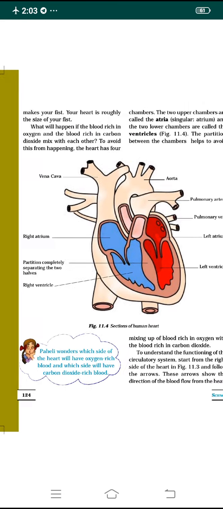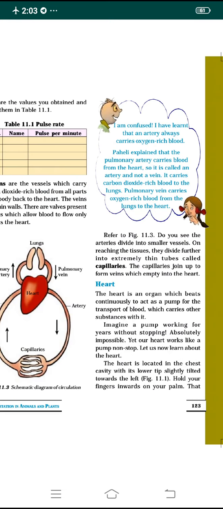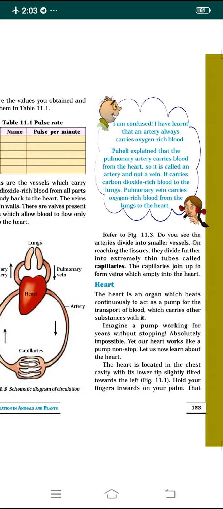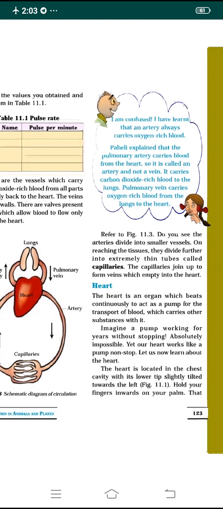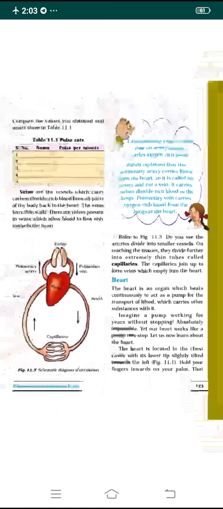Now there is a question here, so it's confusing. We already learned that arteries always carry oxygen rich blood. We explained earlier that the pulmonary artery carries blood from the heart, so it is called an artery and not a vein. It carries carbon dioxide rich blood to the lungs. The pulmonary vein carries oxygen rich blood from the lungs to the heart. This is the concept that we learn from this schematic diagram of figure 11.3.